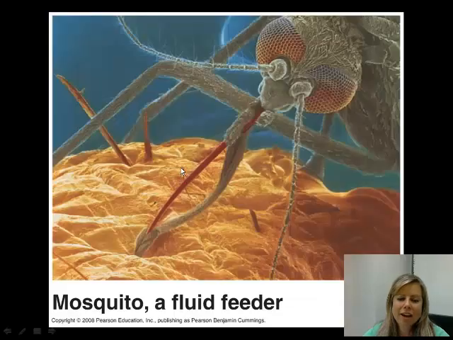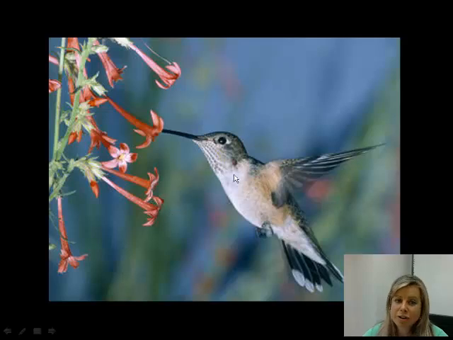Then the next type is going to be what's called a fluid feeder. And fluid feeders actually suck a fluid out that they need from some other organism. So this is actually a mosquito sucking fluid out of someone's skin, sucking blood, right? A nicer version would be a hummingbird that's sucking nectar out of a flower. So those are going to be fluid feeders.